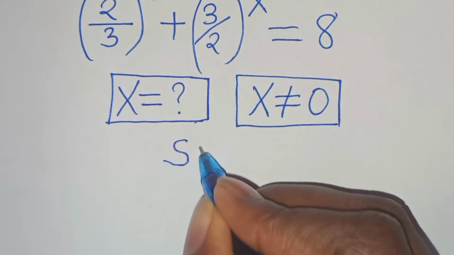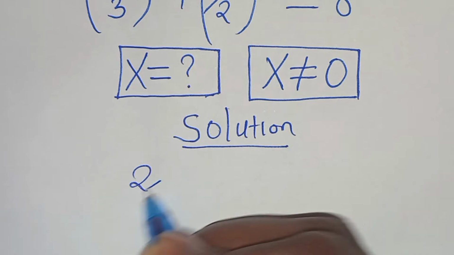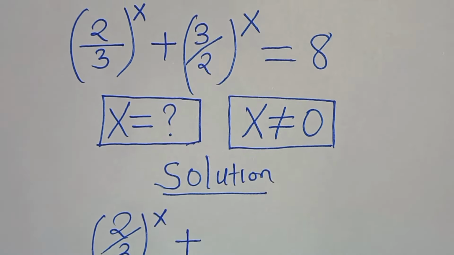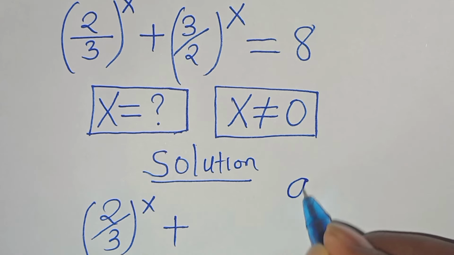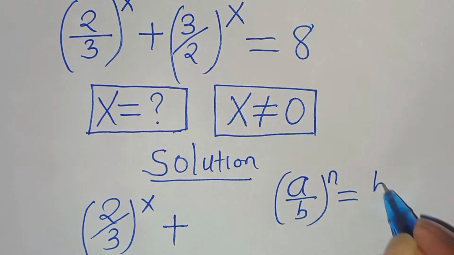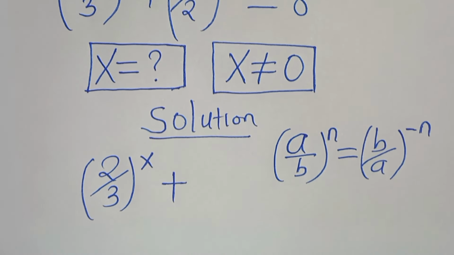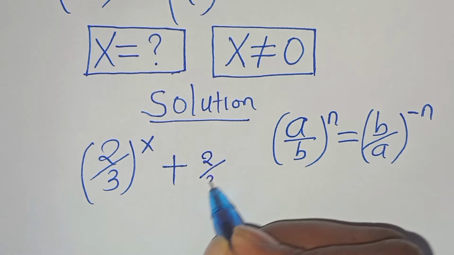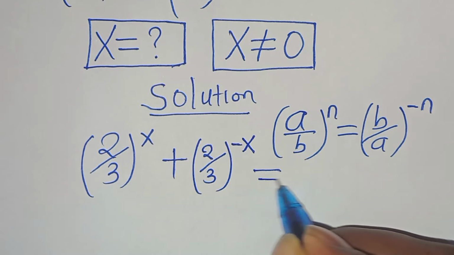So let's provide a solution from here. We have (2/3)^x plus (3/2)^x. This is in the form of (a/b)^n, which we can express as (b/a)^(-n). Applying this property, we have (2/3)^x plus (2/3)^(-x), equal to 8.